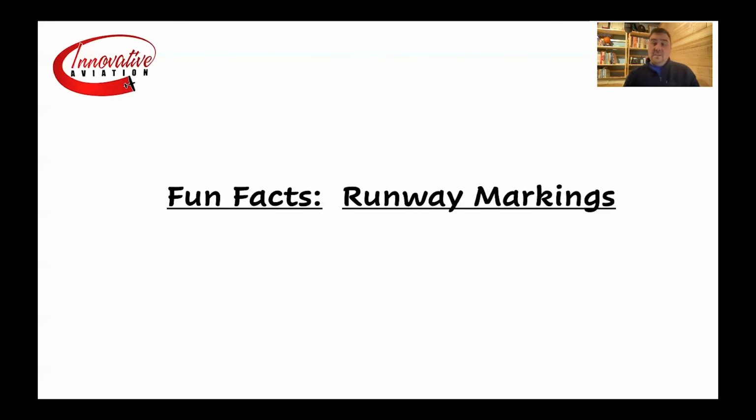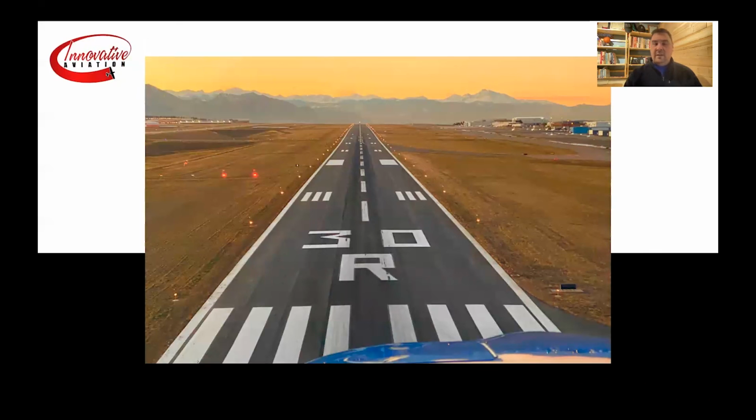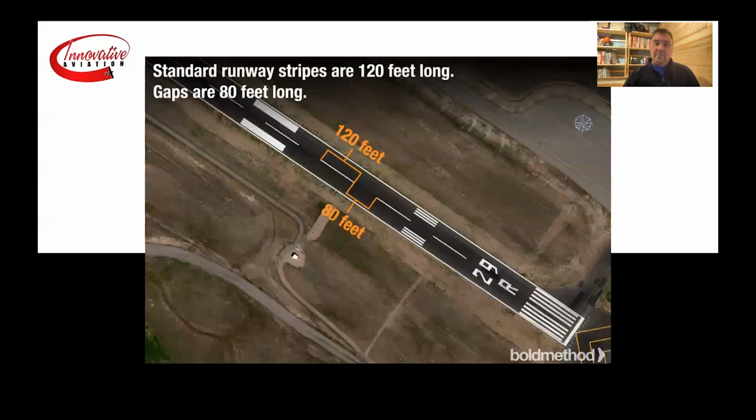So I want to end today's course related to short field operations with some fun facts as it relates to the runway markings. As you know, in terms of the landing as well as the takeoff, you're always looking at how long was my ground roll, or was I within my spot, or was I within 200 feet of my touchdown point that I wanted to meet. So you could actually use the runway environment as a measuring stick to determine if you met some of the parameters that you have set out for yourself.